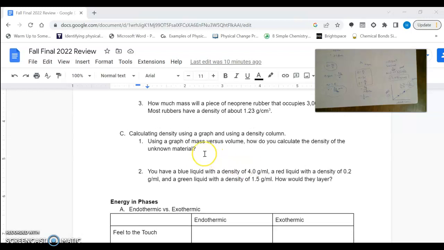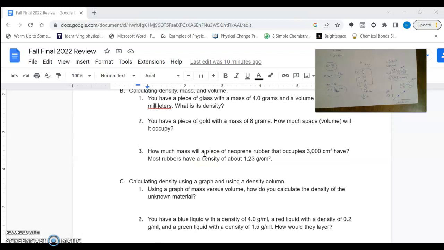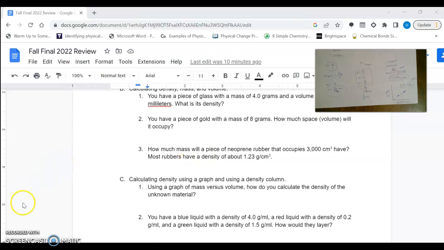That's what I've got here for physical and chemical changes, y'all, as well as density. Cheers.